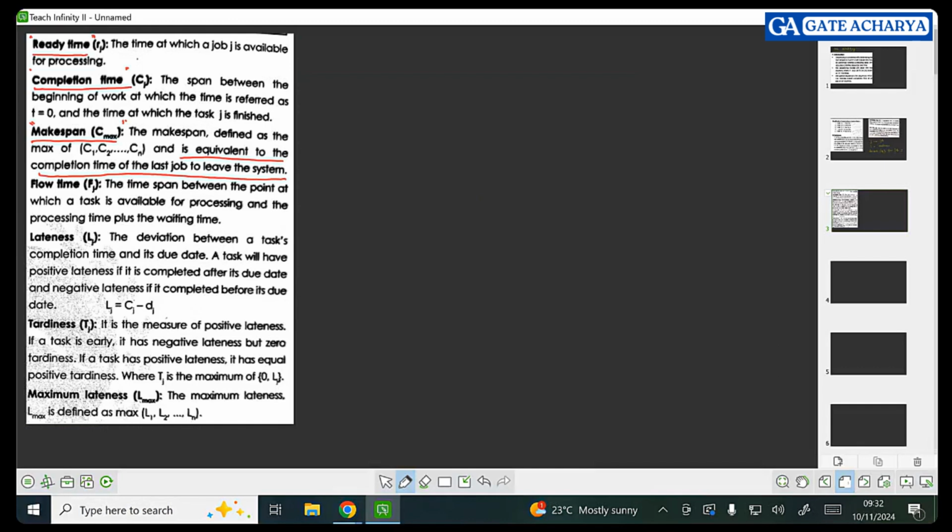These are what we are going to calculate from the job sequence.